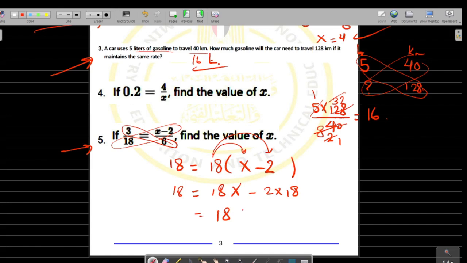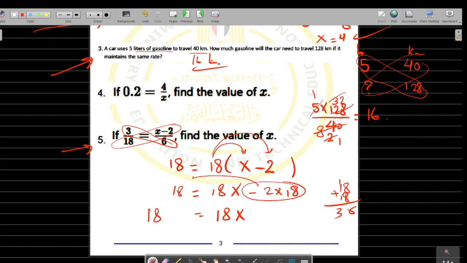Now let's do the 18x here, and here we will put 18 minus 2 times 18, which means 18 plus 18. You will get 36.